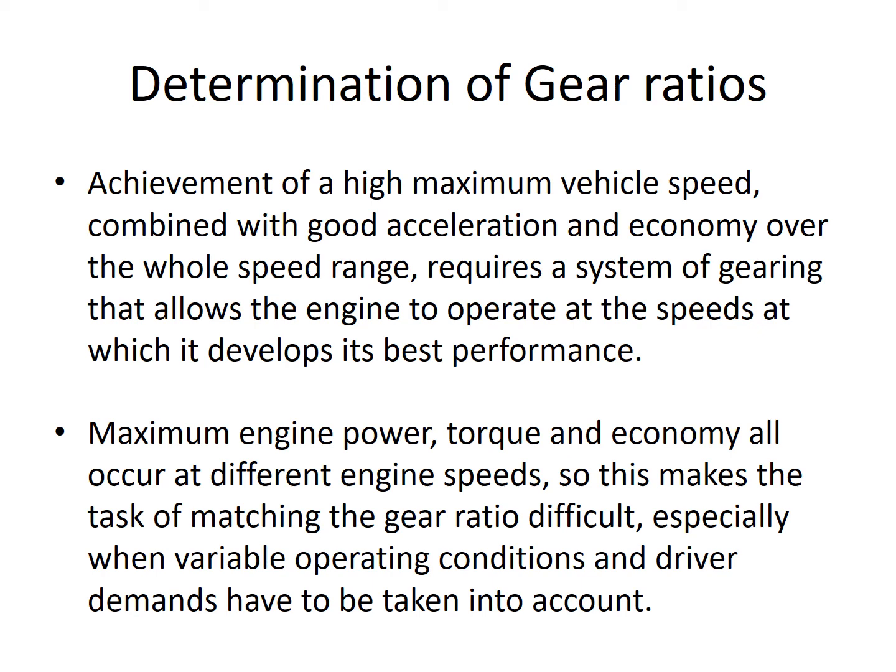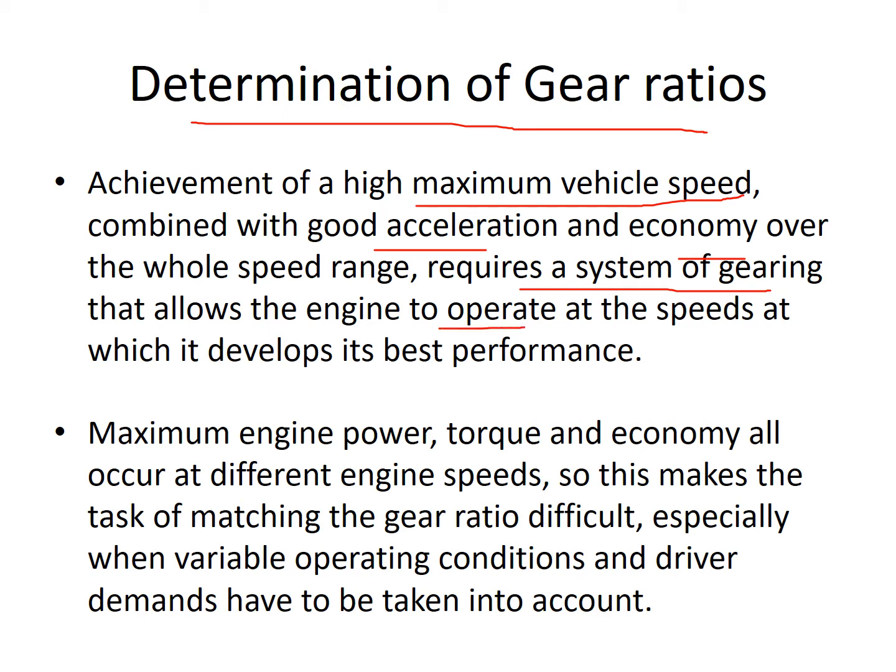Okay, let us continue with the transmission section. We discuss the determination of gear ratios, achievement of high maximum vehicle speed. If you want to have a high vehicle speed, combined with good acceleration and economy over the whole speed range of a vehicle, it requires a system of gearing that allows the engine to operate at the speeds at which it develops its best performance.